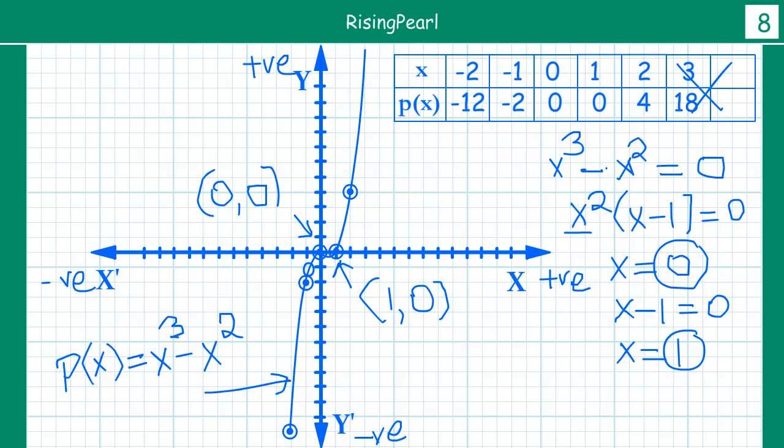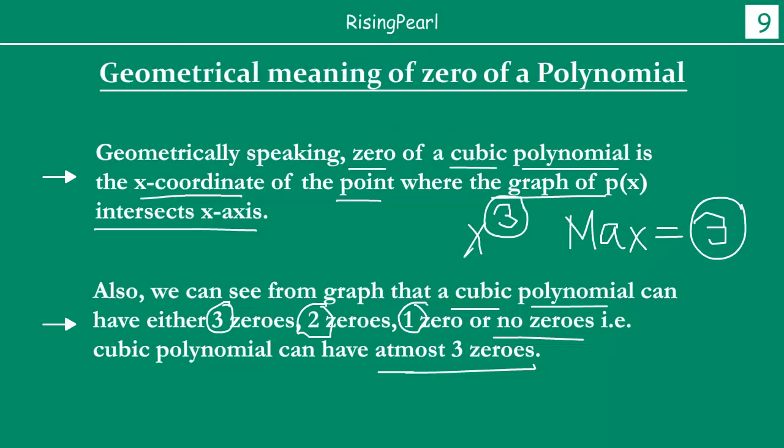So friends, I hope that you have been following us along at risingpearl.com. We really have covered quite a bit of ground in terms of understanding the linear, quadratic, and cubic polynomials, and how we graphically draw them, and how we calculate the zeros of the polynomials, and how, by looking at the graph of these polynomials, we can tell what the zeros of those polynomials are.